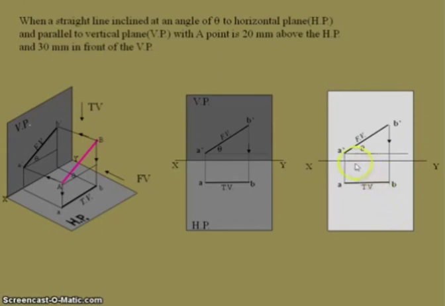For that, first we need to look at one of the end points, A, with the given condition in the question. The A point is 20 mm above the horizontal plane and 30 mm in front of the vertical plane. Above means we get above the XY reference line, and in front of the vertical plane means we get below the XY reference line. By locating the point in front view and top view, we then complete the orthographic views for a given straight line inclined to the horizontal plane.